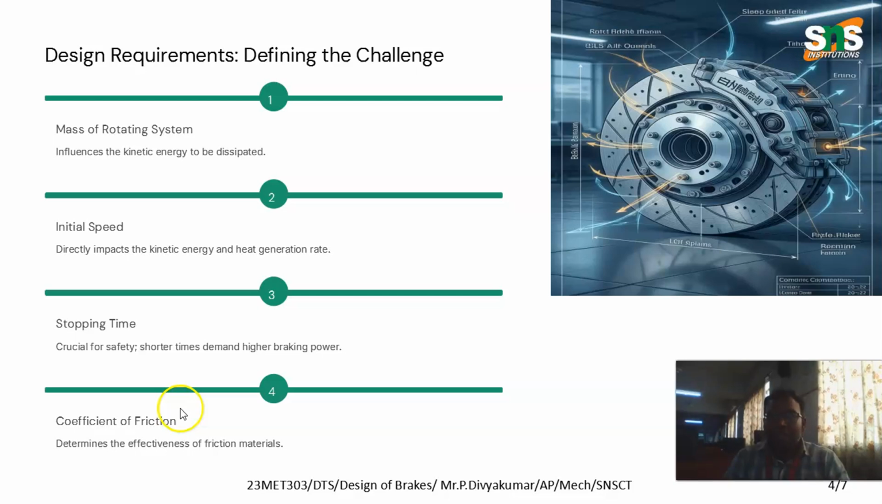For the coefficient of friction, there are two types: for leather lining, the coefficient ranges from 0.25 to 0.3, whereas for Ferodo lining, it is 0.3 to 0.4. Next, there are self-energizing brakes and also self-locking brakes based upon the applications.